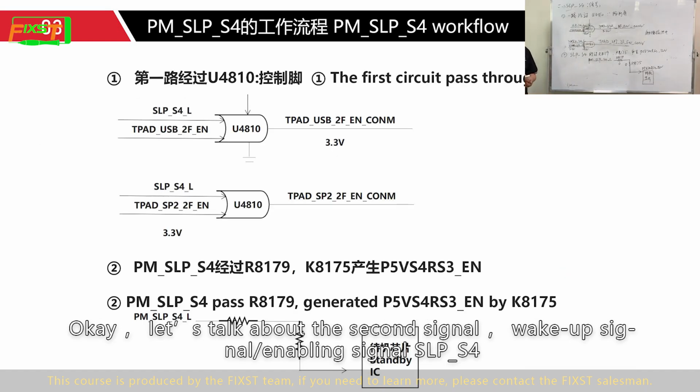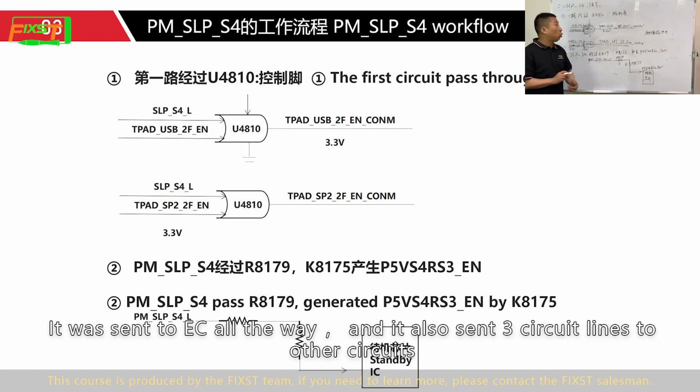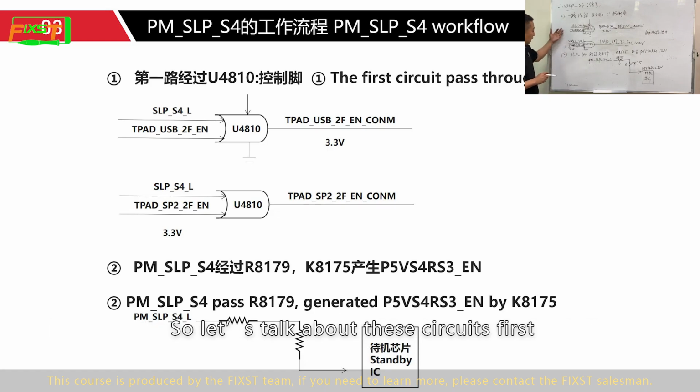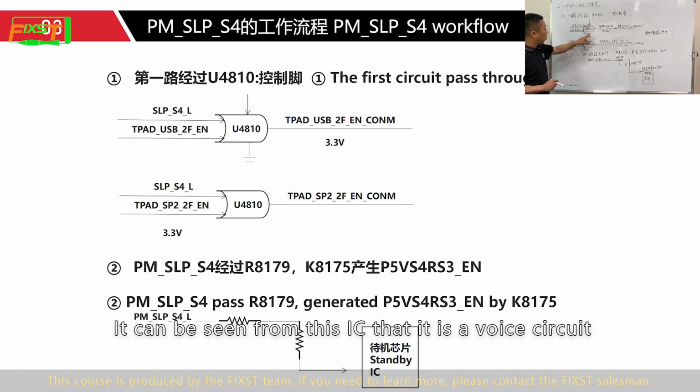Wake up signal, enabling signal, SLP S4. It was generated after S5 by the South Bridge. It was sent to EC all the way, and they also sent 3 circuit lines to other circuits. So let's talk about this circuit first. Then it passes through U4A10 on the first circuit line. It can be seen from this IC that it is a voice circuit.